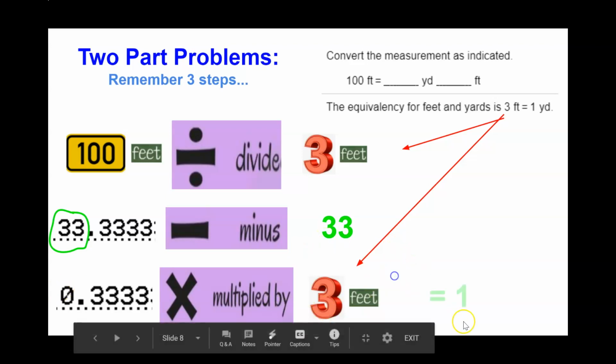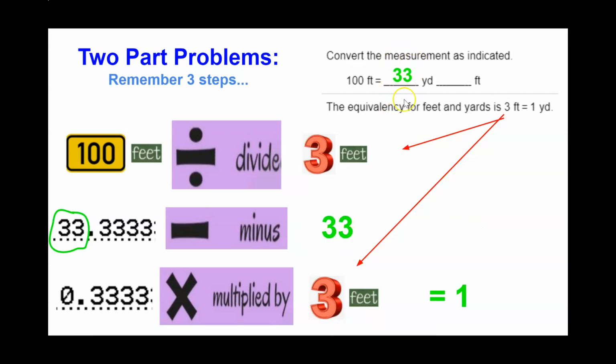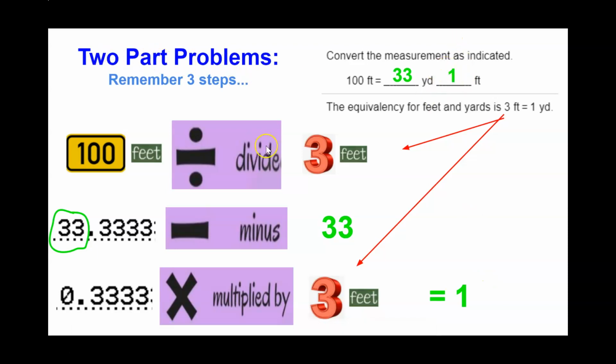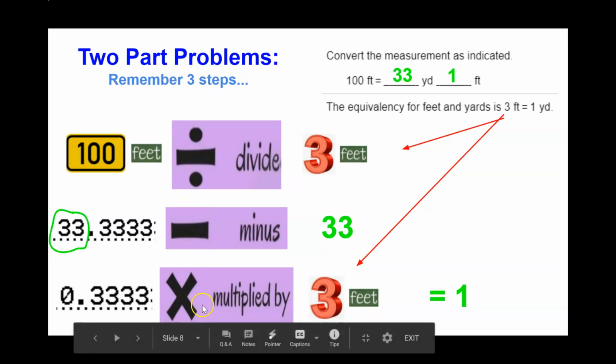So once we multiply here, we should get 1 for the answer. So 33, whatever we subtracted by, goes in the front part of the answer, and then 1 goes into the second part of the answer. That's why this is called a two-part problem. 3 steps to remember: divide, subtract, multiply. Divide, subtract, multiply.